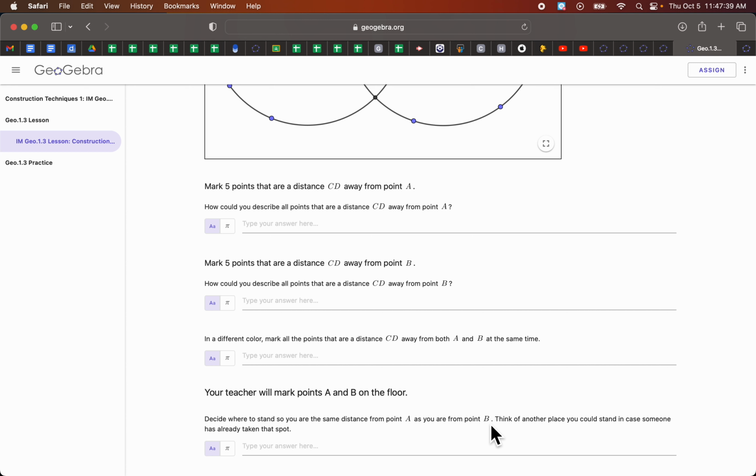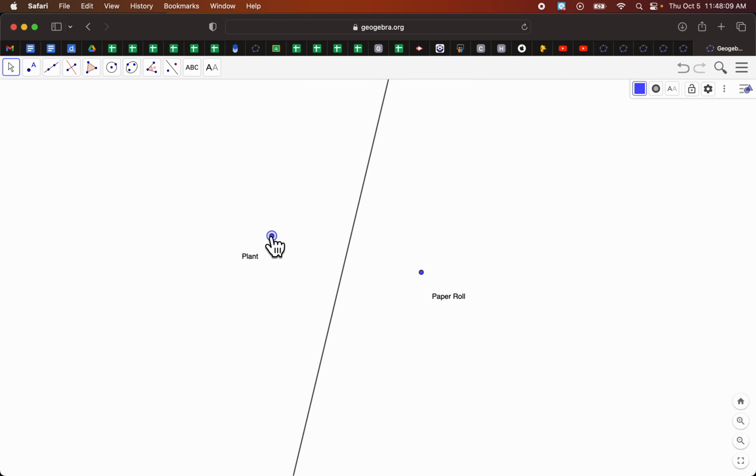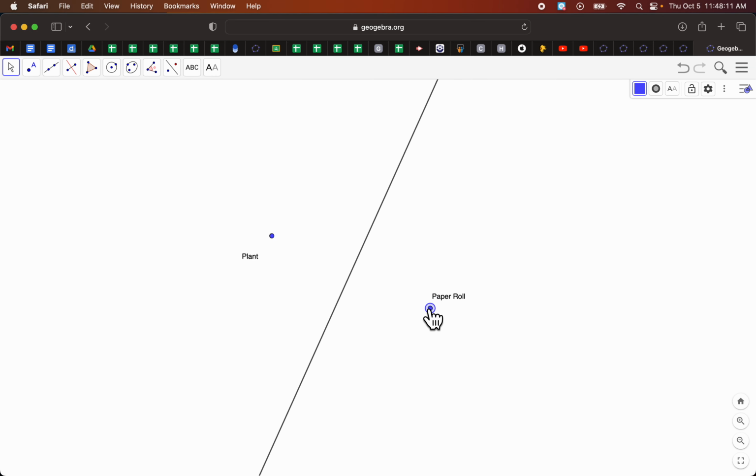But other people realized, hey, wait a minute, I can stand a little further away from both of them, but I'm still an equal distance away from both of them. And we ended up with a line of people. Here's the paper roll, and here's the plant, and a whole bunch of people were standing in a line in between them. Then I did something with one class. I moved some of the objects around, and noticed what happened when we moved those objects. The line of people also moved.